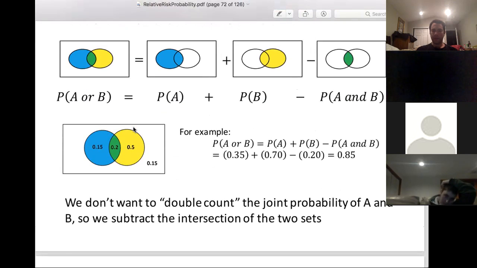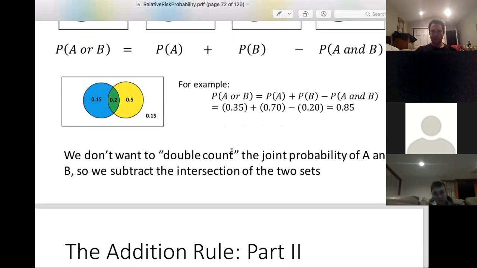All right, so that's the addition rule. I hope it makes sense. I think with practice, it'll definitely make more sense if you're confused. I'm happy to answer any questions you have on the addition rule. But the whole idea is we don't want to double count this green region, the joint probability of A and B. So we're going to subtract that out, because if we don't, we'd get a number that would not add up to 1. It would add up to more than 1. So that's the reason behind the addition rule.